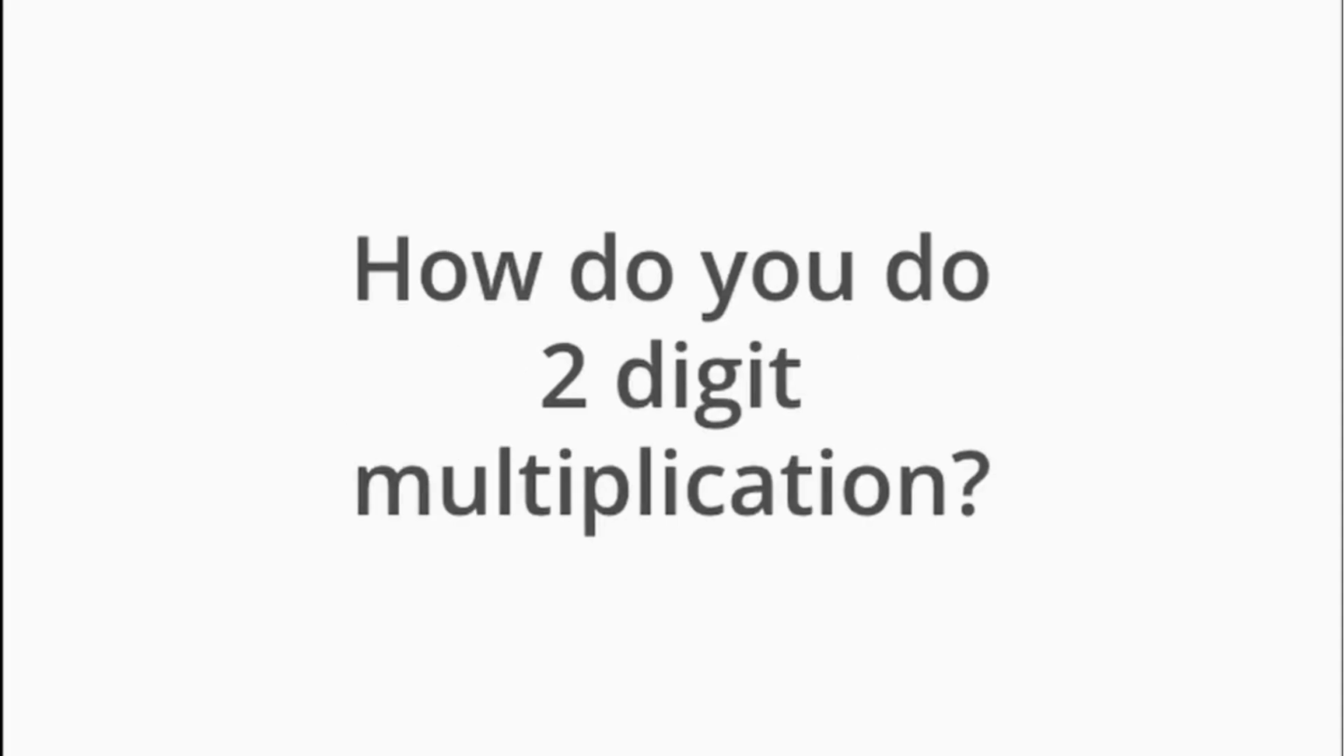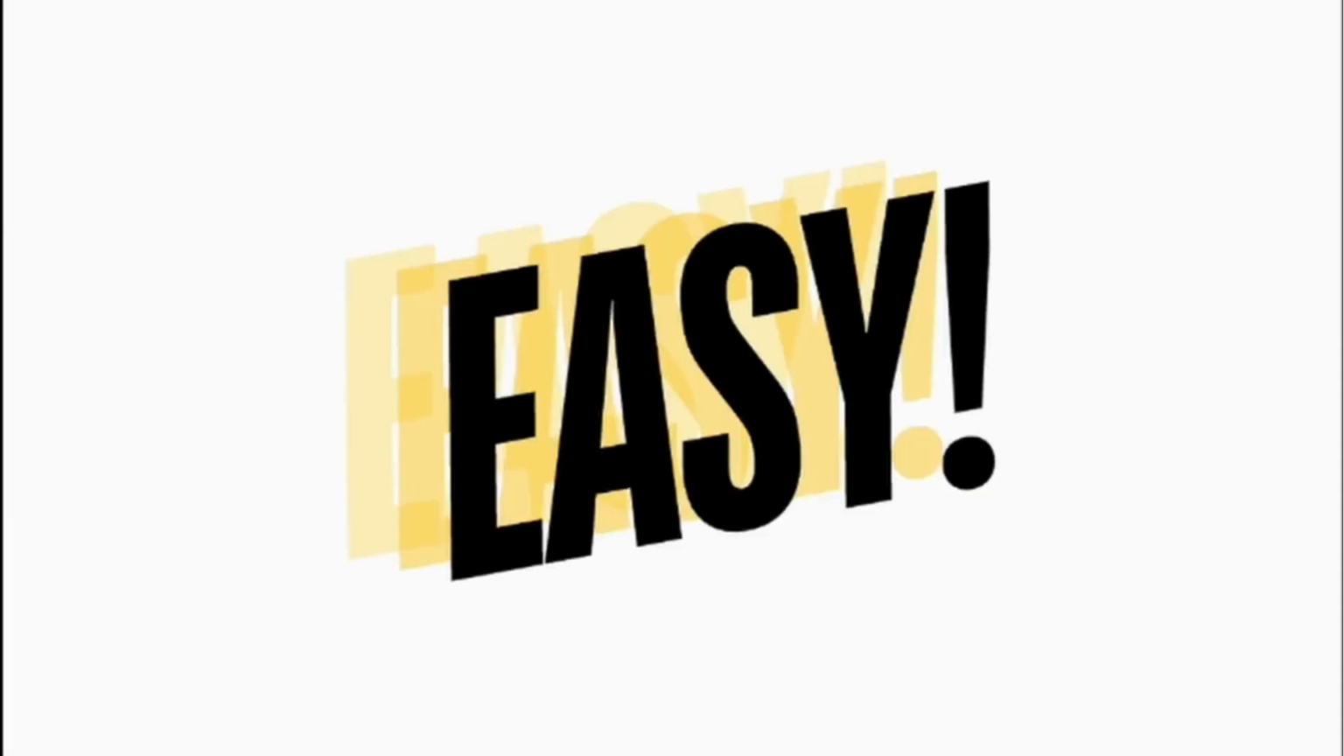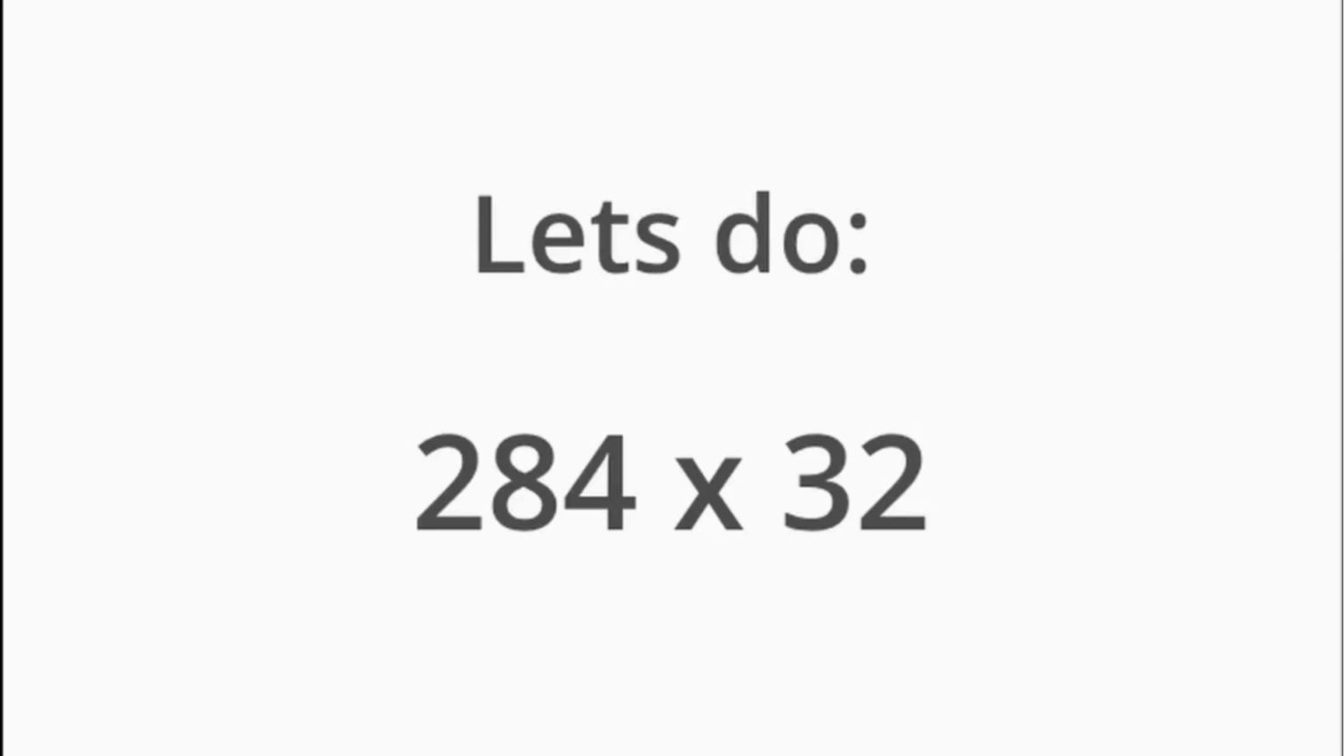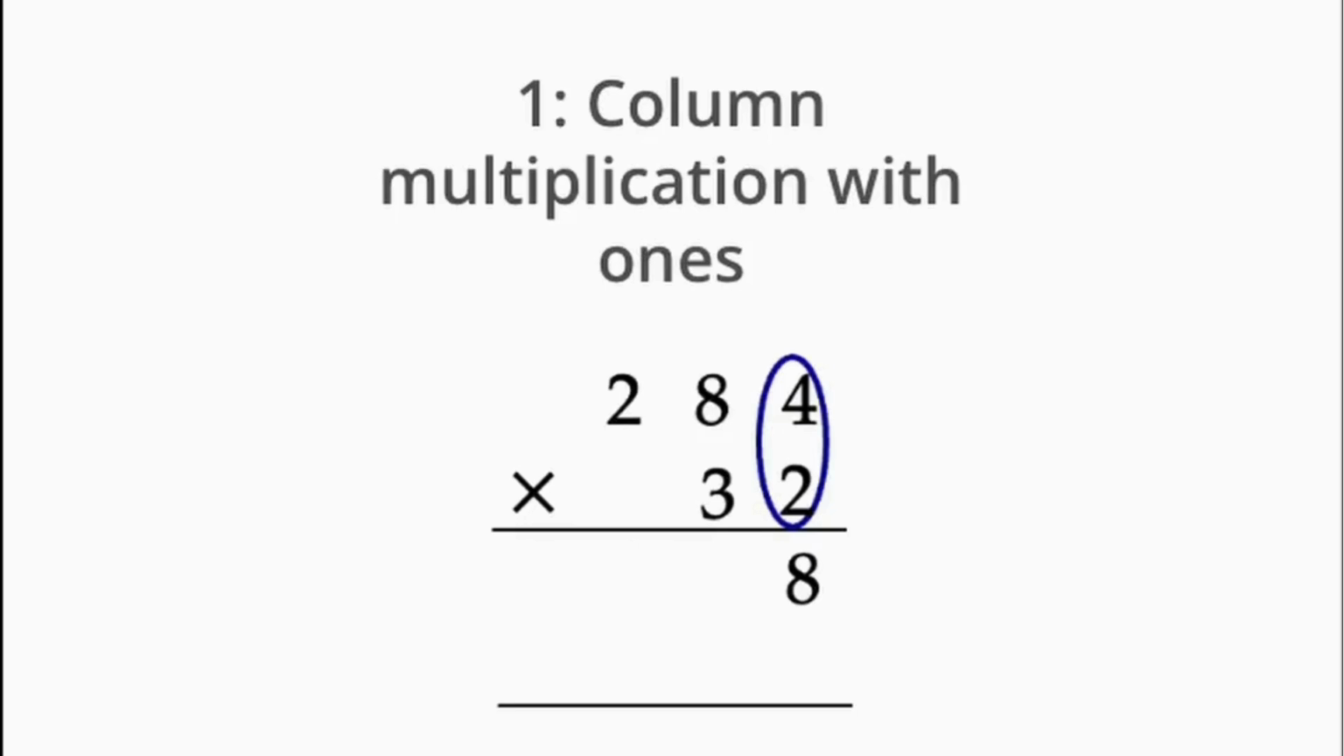How do you do multiplication with a 2-digit number? Easy. It is exactly the same. Let's do 284 times 32. First things first, you do your column multiplication with the ones value in the bottom row. So you do the ones value times the ones value in the top row. 2 times 4 equals 8.